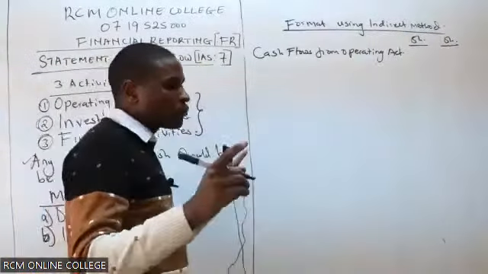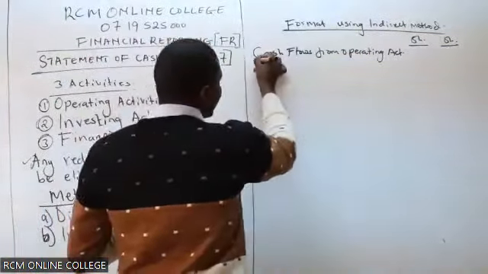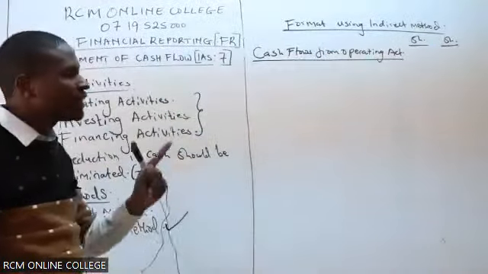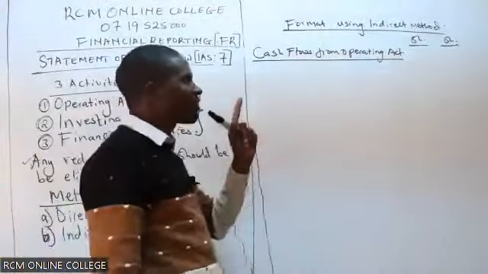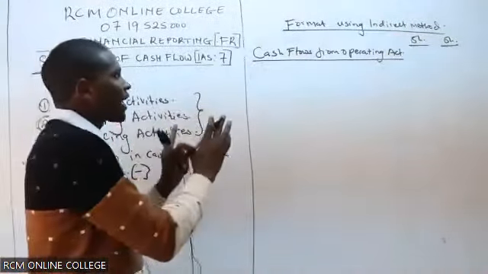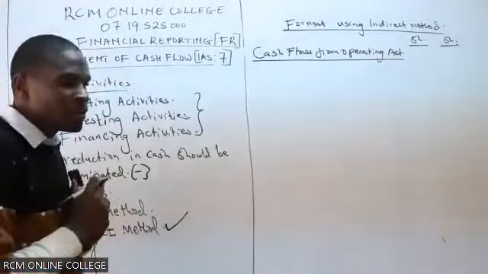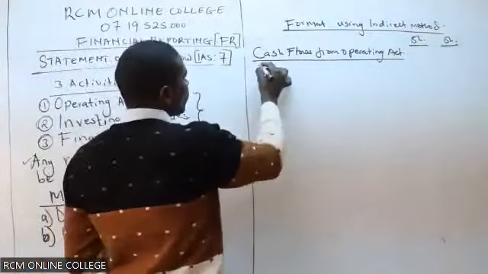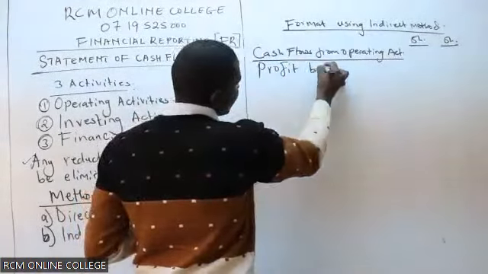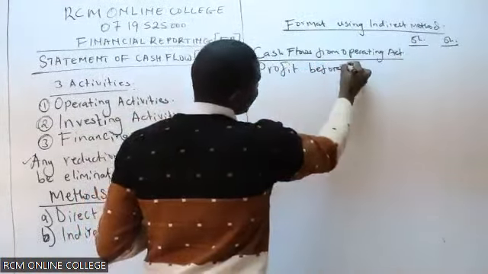And I would like you to scare the examiner by underlining this. When the examiner sees that, he becomes scared. Find some of your ways to scare the examiner. So you underline that heading. And then you tell that examiner what we start with here: either loss or profit before tax. This is what we are going to adjust.